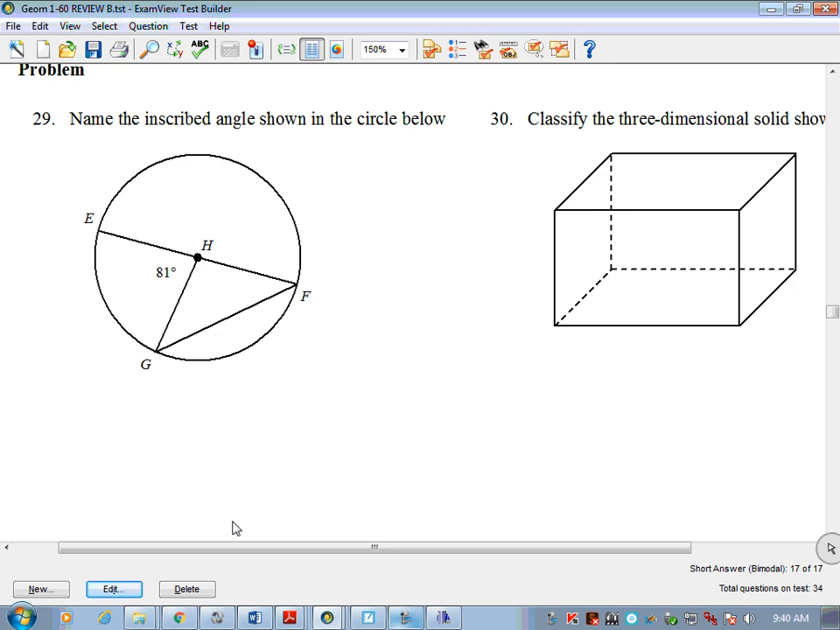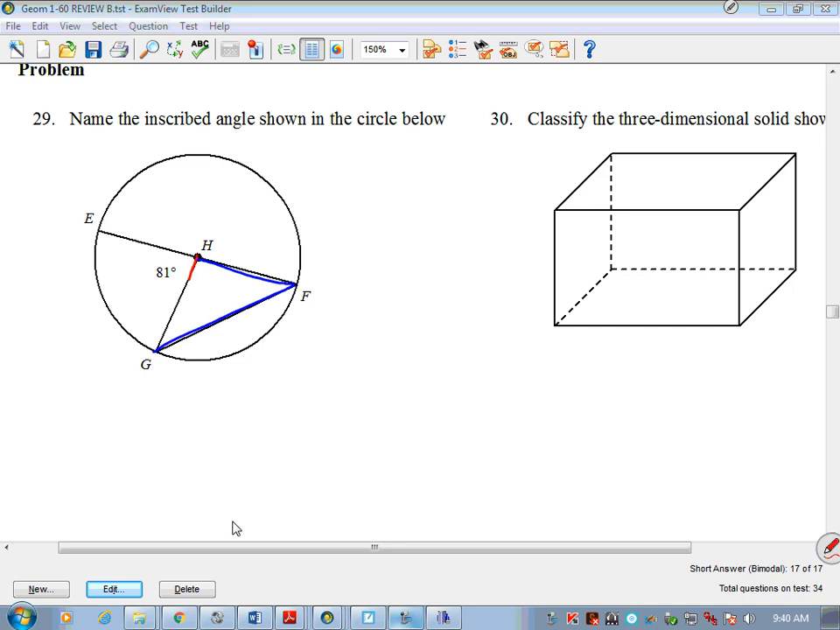It's kind of an odd question. It's like there's not enough information here. Name the inscribed angle shown in the circle below. Well, they're saying that it's angle EFG. There's actually a couple of inscribed angles, but this is an inscribed angle here.